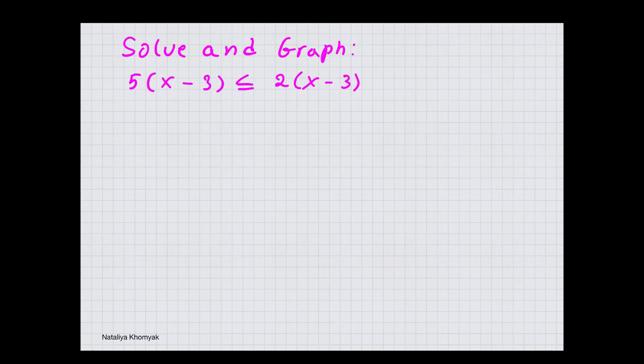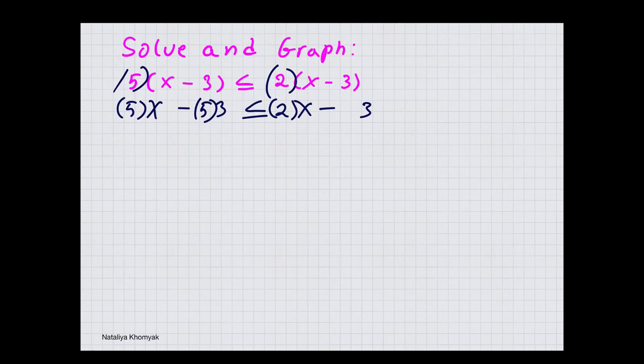Solve and graph. Here we have some simplifying to do before we get to solve. So we have 5 times x minus 3. Let's distribute this 5, less than or equal to 2 times x minus 3. Let's distribute this 2. So we have 5x minus 15 less than or equal to 2x minus 6.